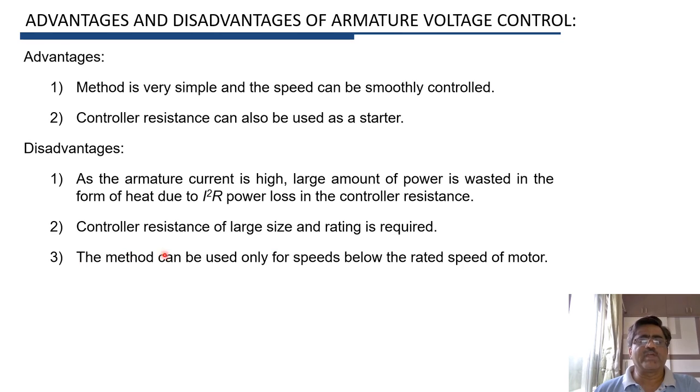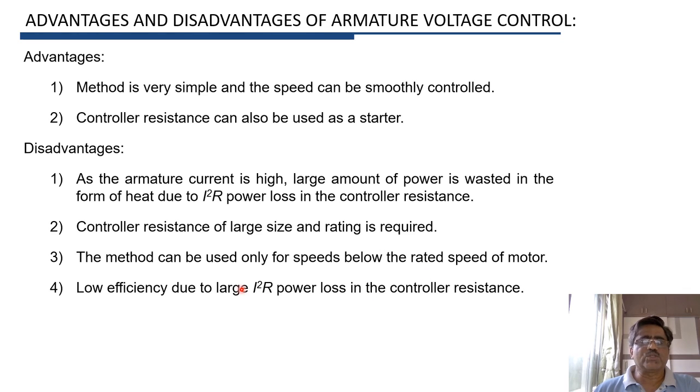Then this method we can use only for speeds below the rated speed of motor. It is not possible to obtain speeds above normal with the help of armature voltage control. And because of the large size and rating of control resistance and large power loss, the efficiency of this method is low and the method is not economical.